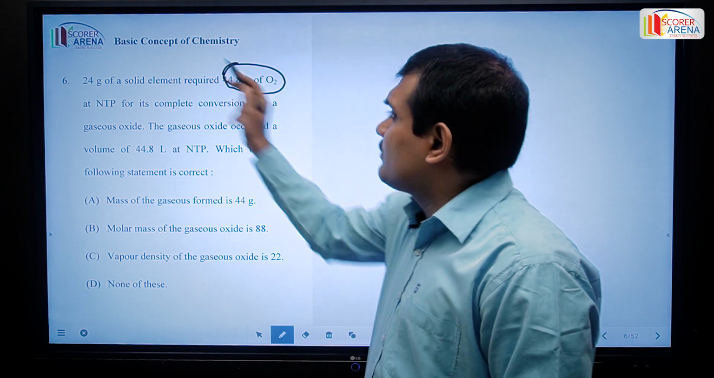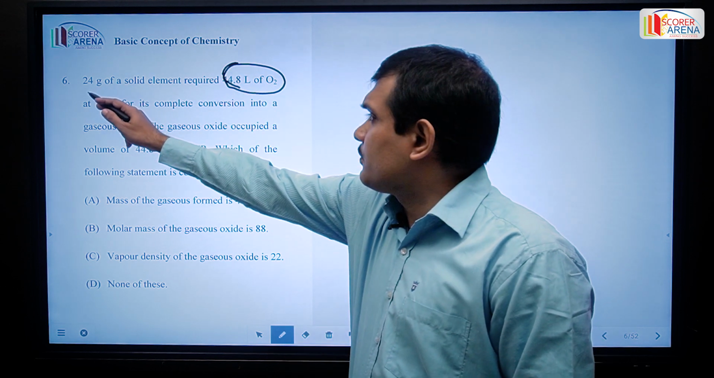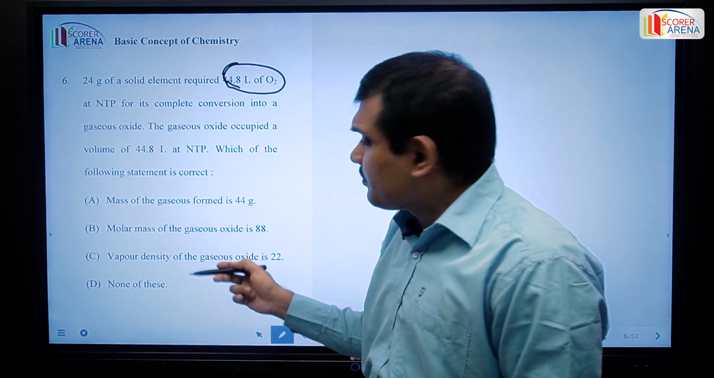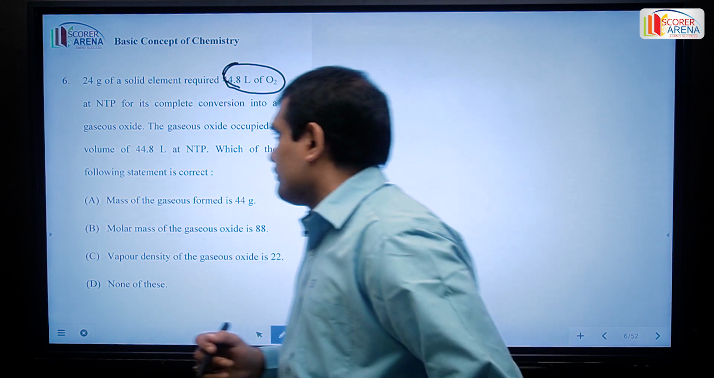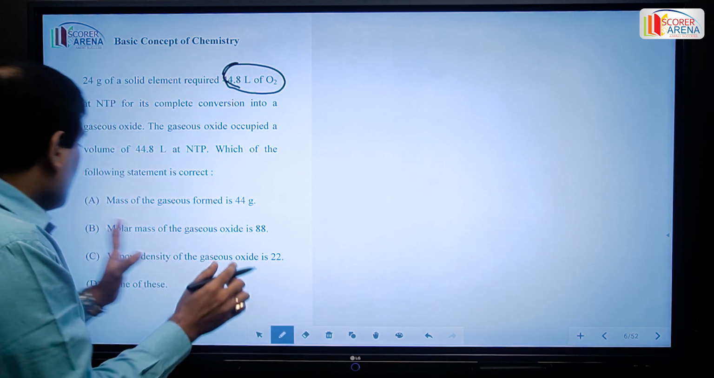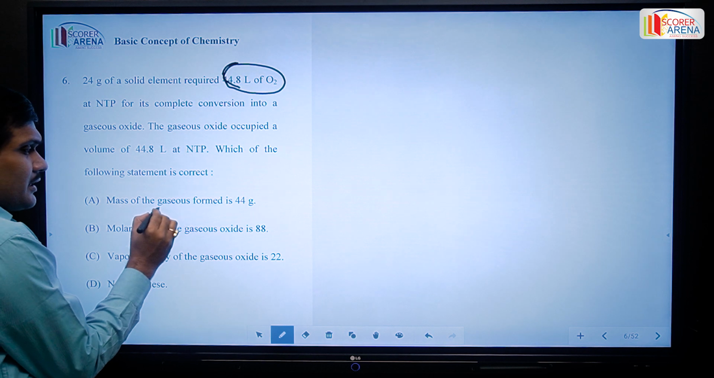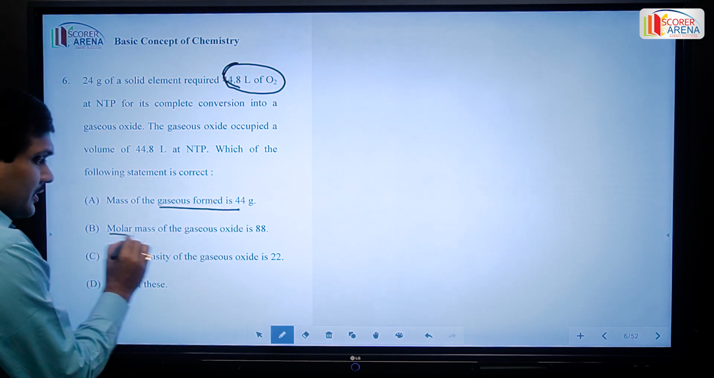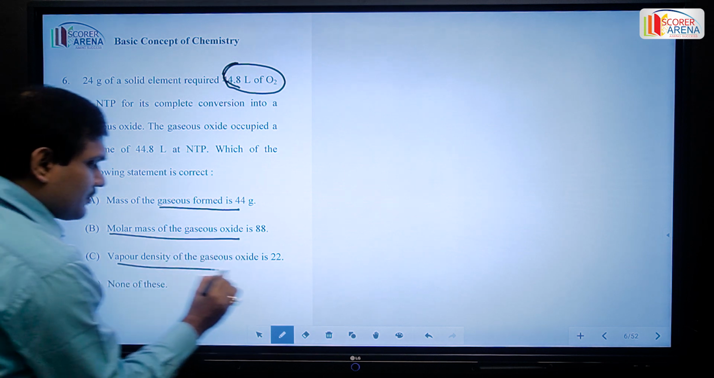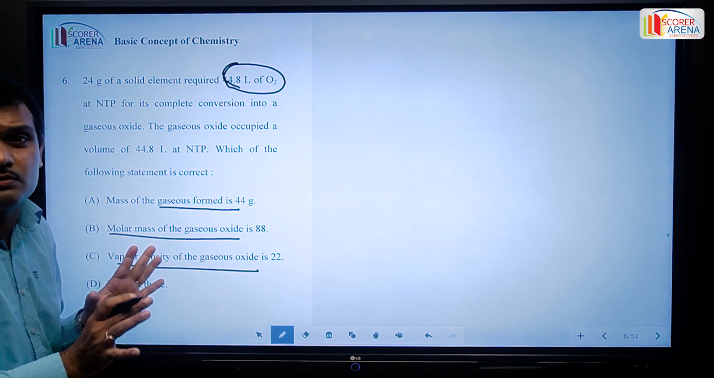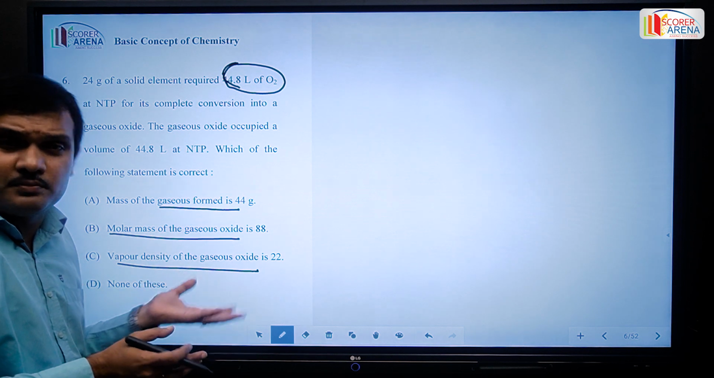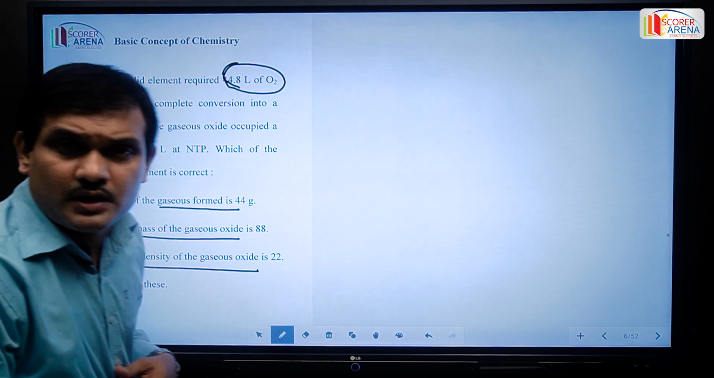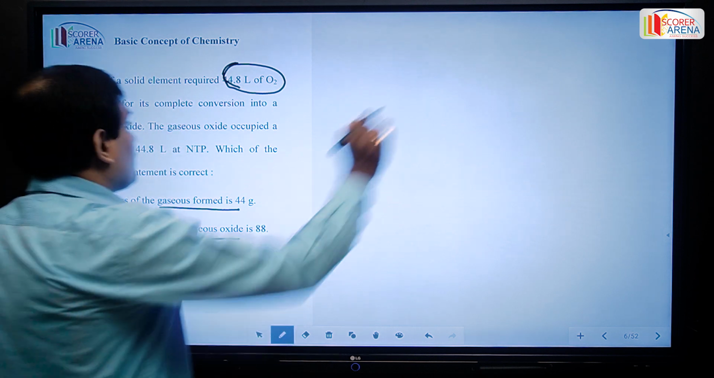That is required for complete combustion of 24 gram of solid element. Then we have to find out some information related to this problem. So let us try to solve first. We have to find out the mass of the gaseous product. What will be the mass of the gaseous product? Molar mass of the gaseous product, vapor density of the gaseous oxide. These things we have to calculate. If it matches this problem, then okay. If it doesn't match, then we will give none of these as the answer. Okay, so let us try to solve this problem.